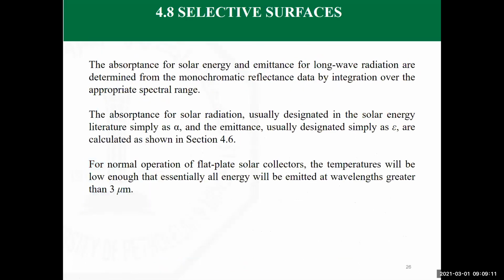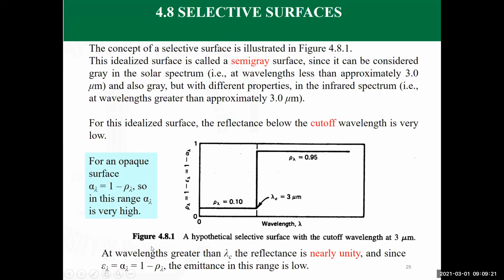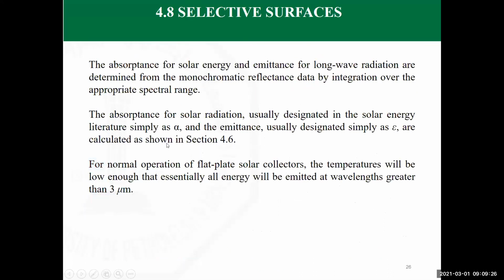Yes, now we can determine the absorptance and reflectance based on the wavelength that we have. So if we know how the value of rho changes with the wavelength, then basically this is what we're looking for. The absorptance of solar radiation, designated as alpha, and emittance, designated as epsilon, were calculated previously. We have the equations that we can use to calculate alpha and epsilon, and also we know how to get these values by knowing the value of rho, which is the reflectivity.